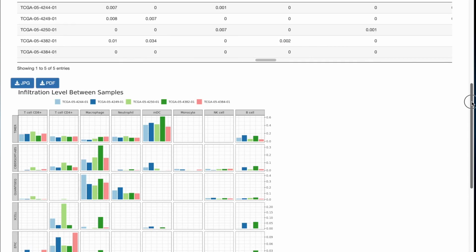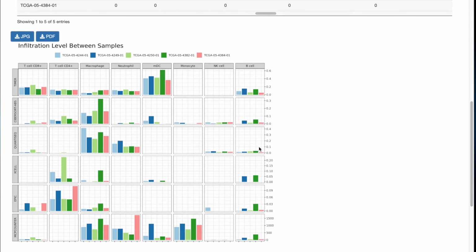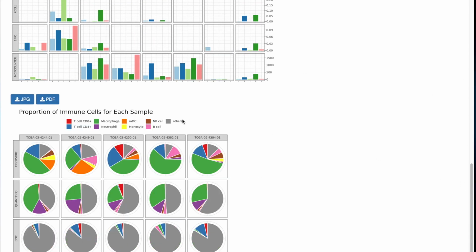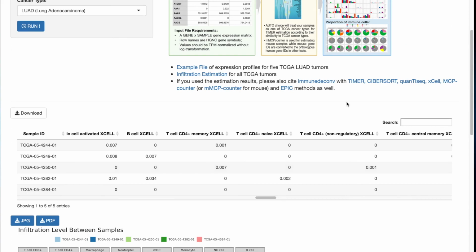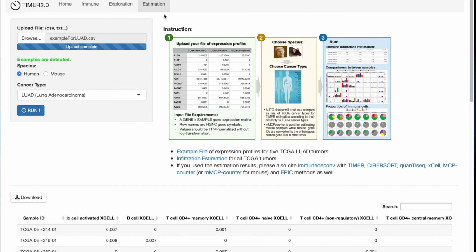TIMER2 also outputs these two figures, first to compare the immune cell infiltration among different samples, and also to compare the proportion of these different immune cell types within the same patient. And this is how you can use the estimation module to do the immune cell estimation analysis. And this is all for TIMER2. Thanks for watching.